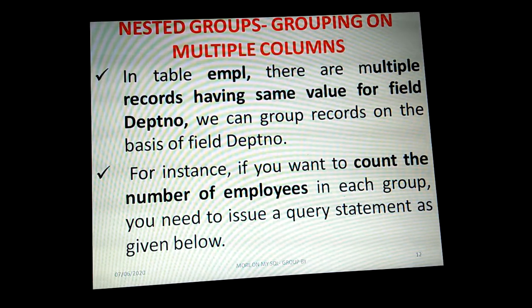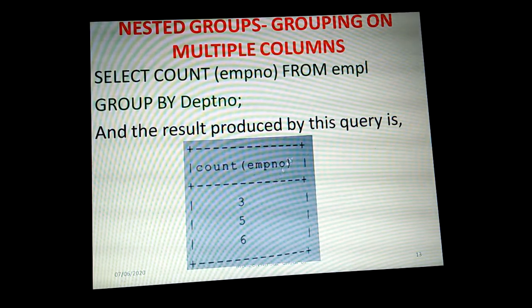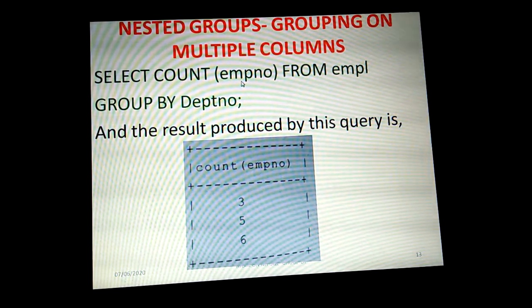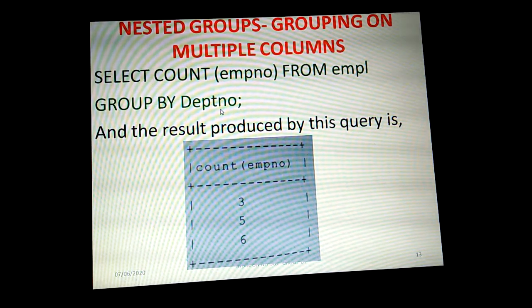For example, if you want to count the number of employees in each group, we need to issue the query statement as given below. We need to count the number of employees, so we are going to take the field called EMP number, just for counting the number of employees from the employee table, and we are going to group by department number. Under department number 10 we have how many employees? 3. So 20 we have 5 and 30 we have 6. Like this the result will be produced for the one field.